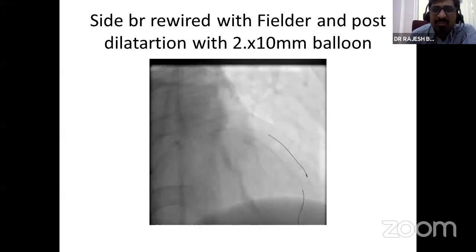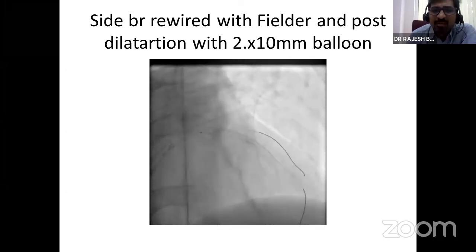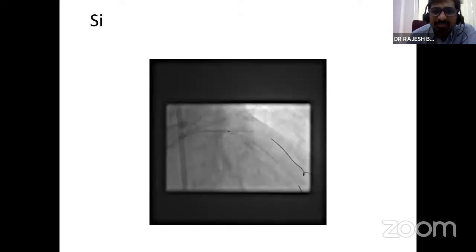The side branch was rewired with a Fielder, and a post dilatation with a 2 by 10 balloon was done. This is the 2 by 10 balloon after the Fielder was taken. After the dilatation, till that time there was no flow into the diagonal. Tirofiban intracoronary as well as intracoronary nicorandil was given.